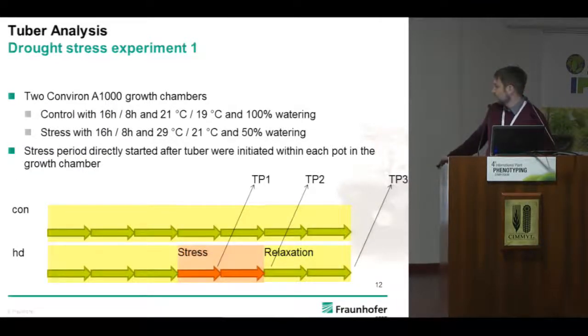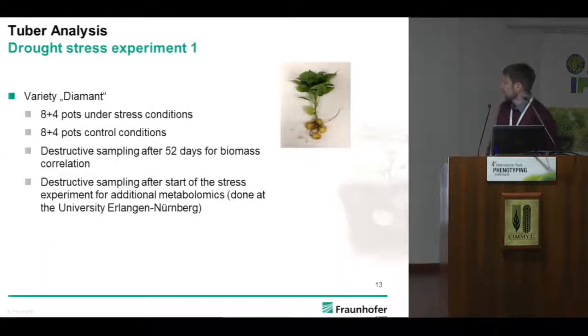And then we ran the stress experiment for 2 weeks, and within the stress we had some more pots for destructive harvesting for metabolomic studies and cross-referencing destructive analysis, to see how good our prediction of biomass in the end would be. We started with the variety Diamond, 8 pots under stress condition and 8 pots under control condition, which were measured regularly, and 4 additional pots for the destructive harvesting.